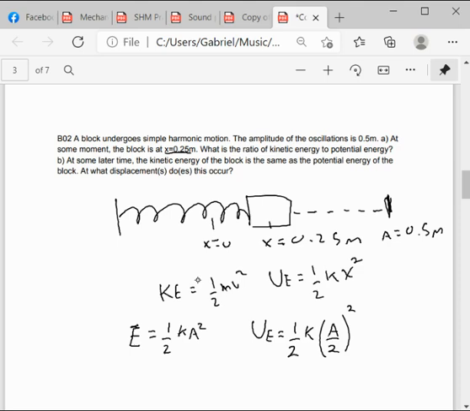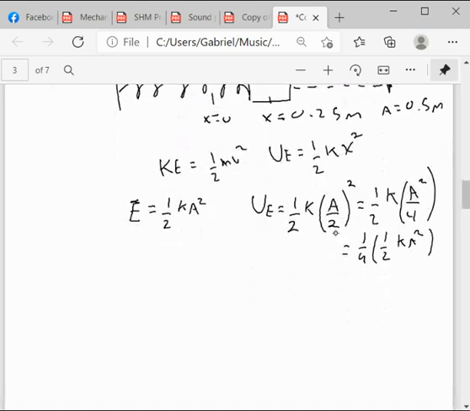If we keep carrying that, we can square this term. We'll have 1/2 k a squared over 4. We can keep the 4 outside. I'll have 1 over 4, 1/2 k a squared. And that is actually what the total energy is by definition. There's just a factor of a quarter in front. So when the block is at a position of 0.25 meters, the potential energy is 1/4 of the total energy.